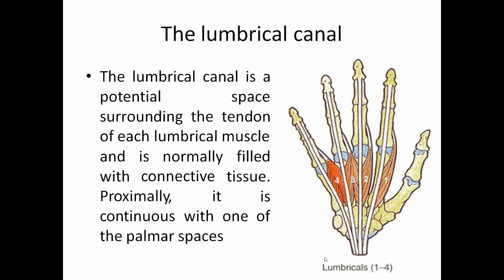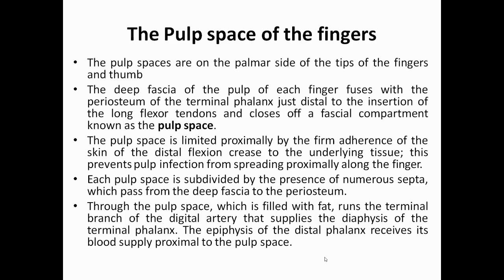Lumbrical canals. These are potential spaces surrounding the tendon of each lumbrical muscle and are normally filled with connective tissue. Proximally, each is continuous with one of the palmar spaces. The pulp space of the fingers. The pulp spaces are on the palmar side of the tips of the fingers and thumb. The deep fascia of the pulp of each finger fuses with the periosteum of the terminal phalanx, just distal to the insertion of the long flexor tendons, and encloses a fascial compartment known as the pulp space.